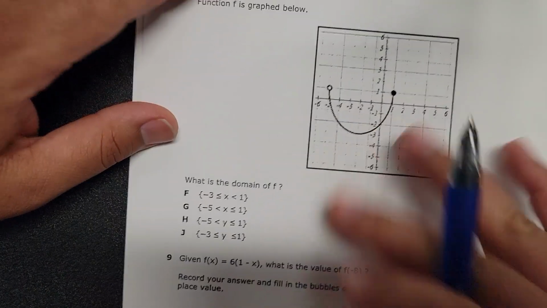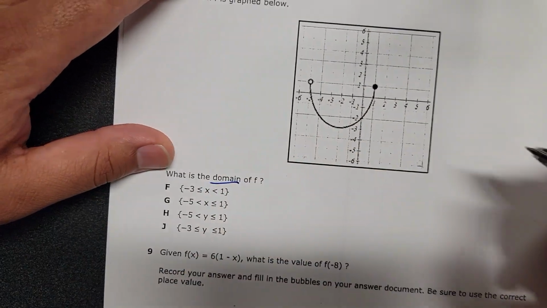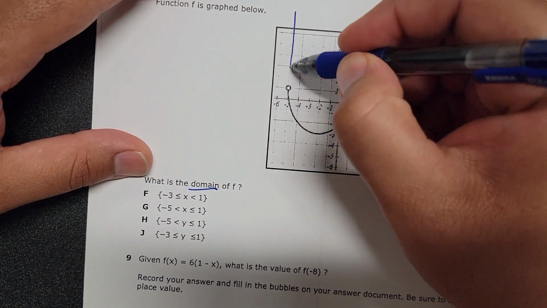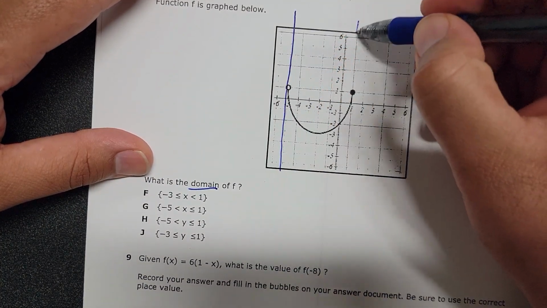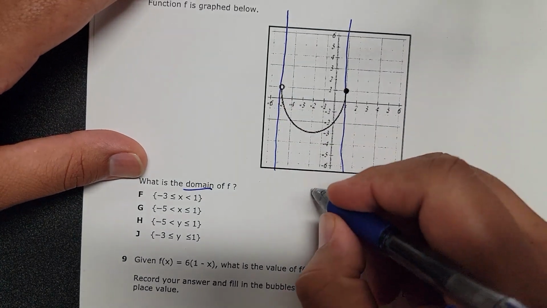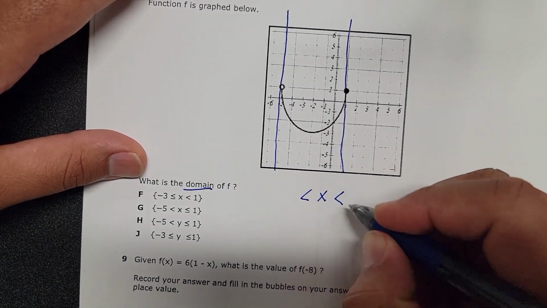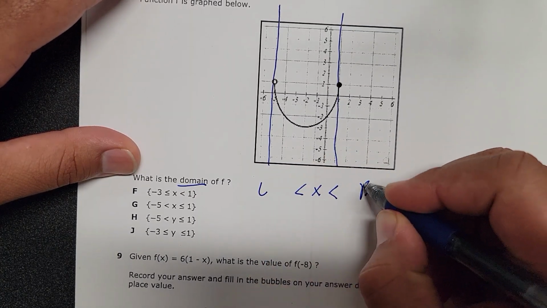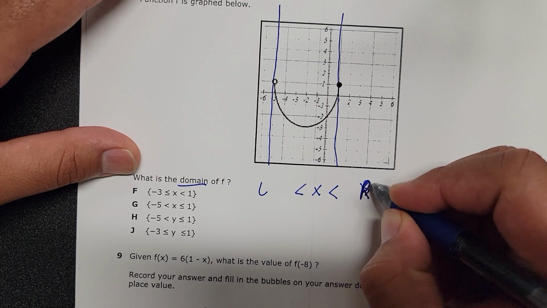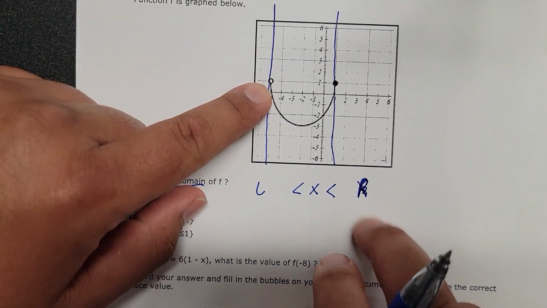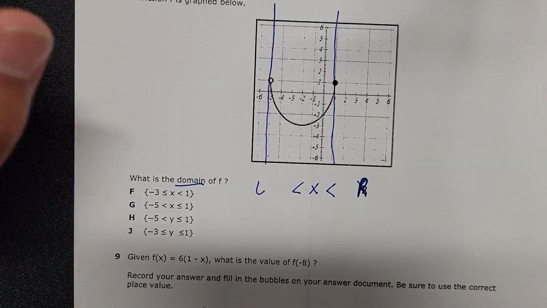All right. Right here, it says domain. Look at your notes. The domain is from the left side all the way to the right side. All right, this one's a circle, this one's a dot. So remember your setup, this is your format. This is the left side, this is the right side. The left number and the right number. And pay attention to your circles and dots.